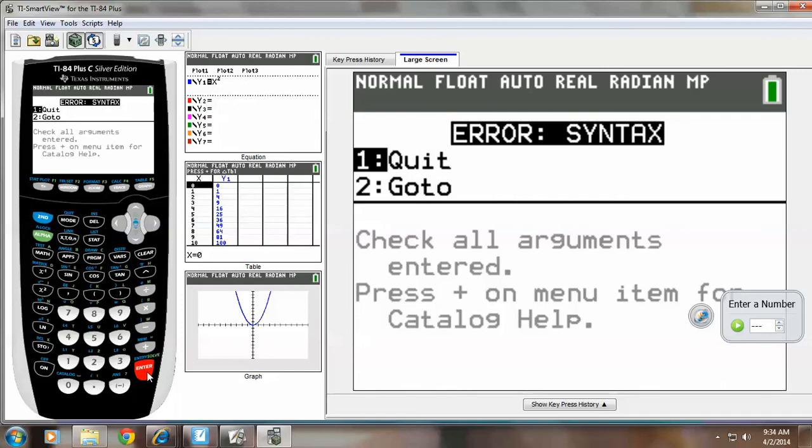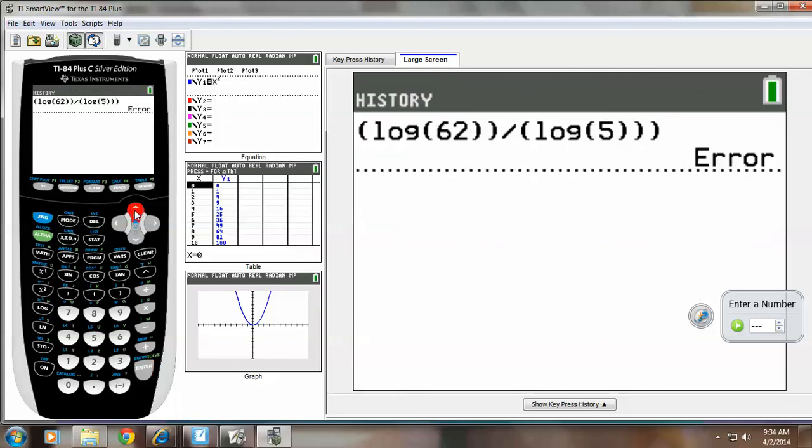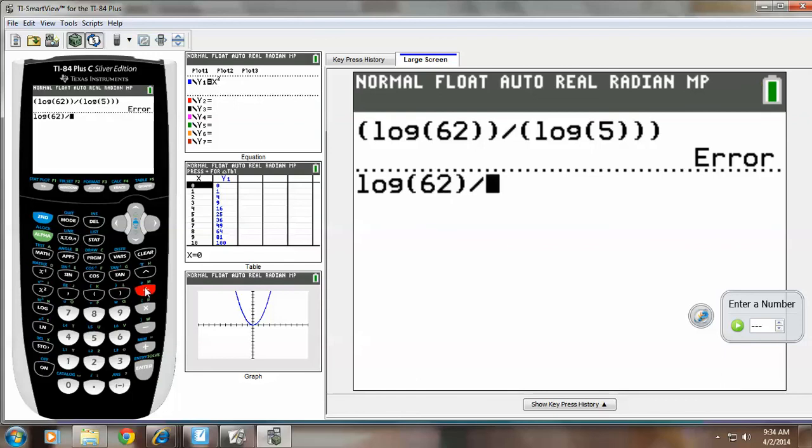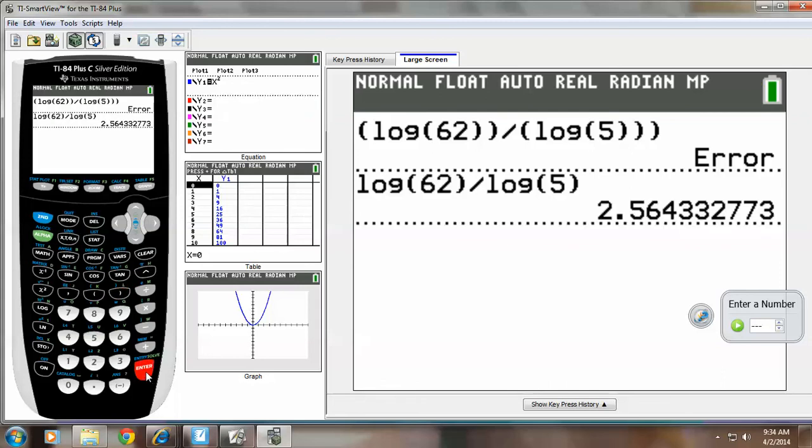Argument check. Oh, okay. I put too many parentheses, didn't I? Let me try this again without parentheses. I just have too many up there. There we go. Is that what you guys got as your answer? Sorry about that.